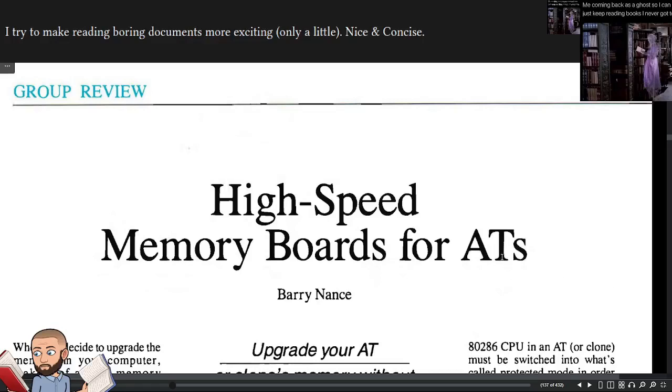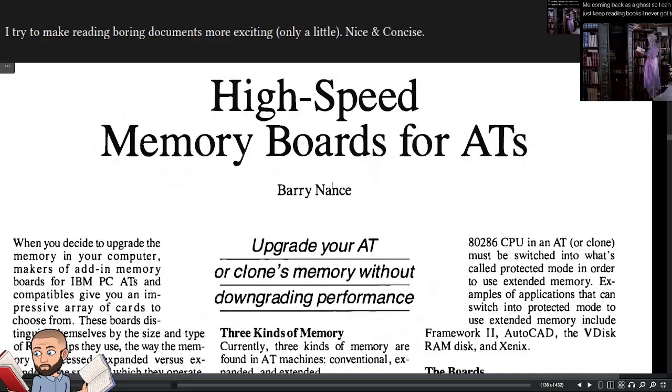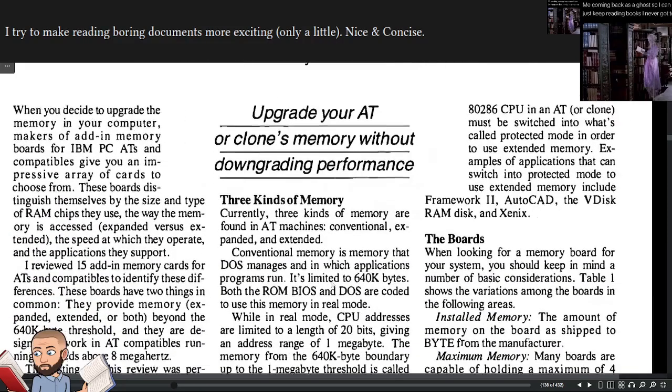Okay, we're going back to Byte Magazine, and here is a group review section. This article is titled High Speed Memory Boards for ATs by Barry Nance. Upgrade your AT or clone's memory without downgrading performance.